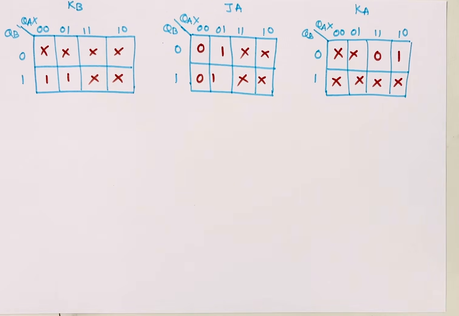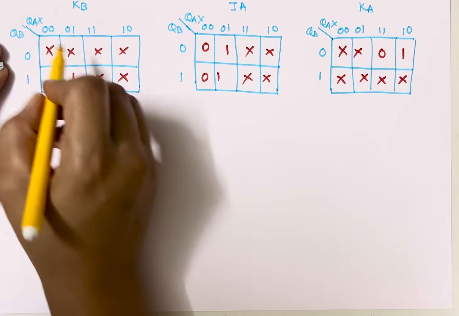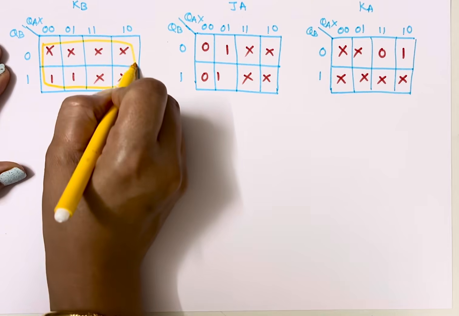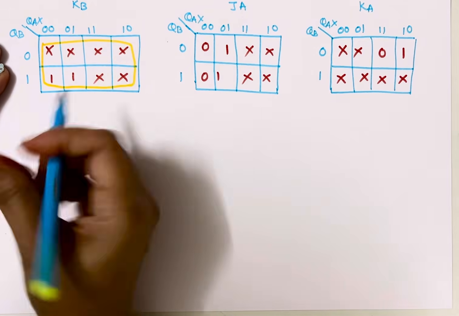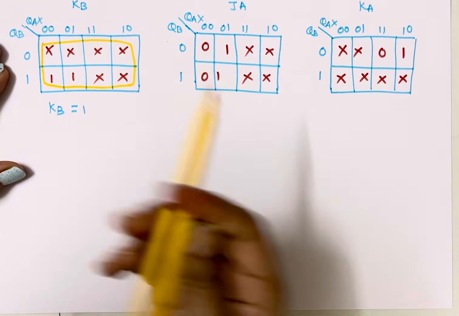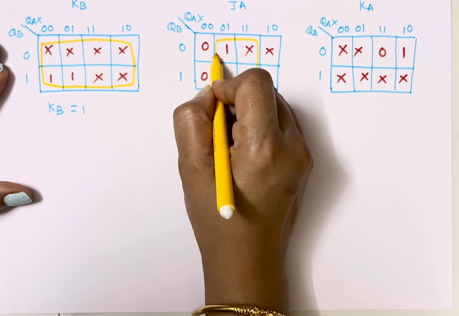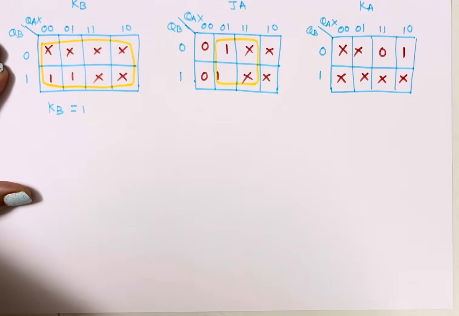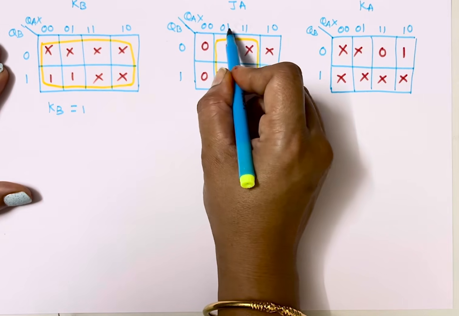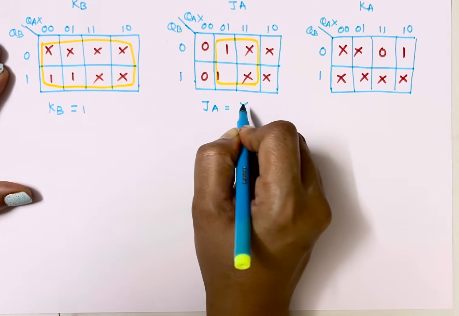Now let's find out the equations. We need to make groups of more and more ones. So I'll make a group of all of them, and here the equation for KB will become KB is equal to 1 because we have grouped all of them together. For these two ones, I'll make one group. For this group, the equation is JA is equal to... here, what is common in these two? QA is 0 and 1, so no. And here it is X.